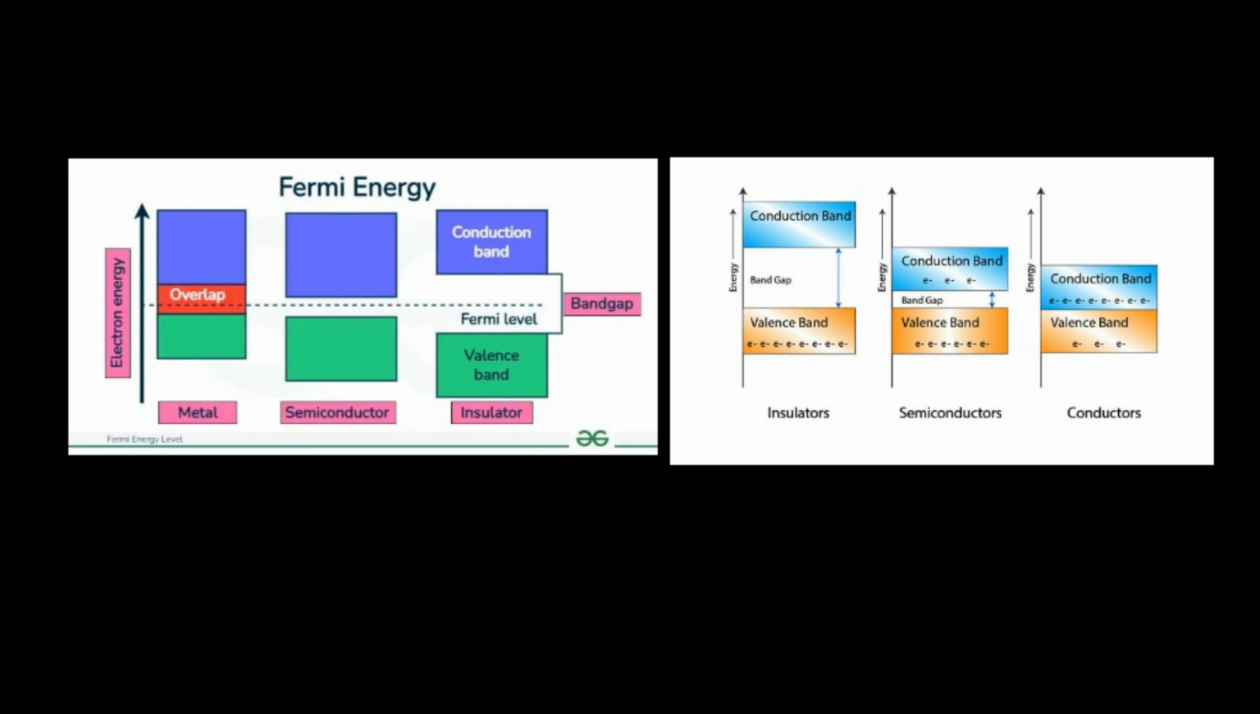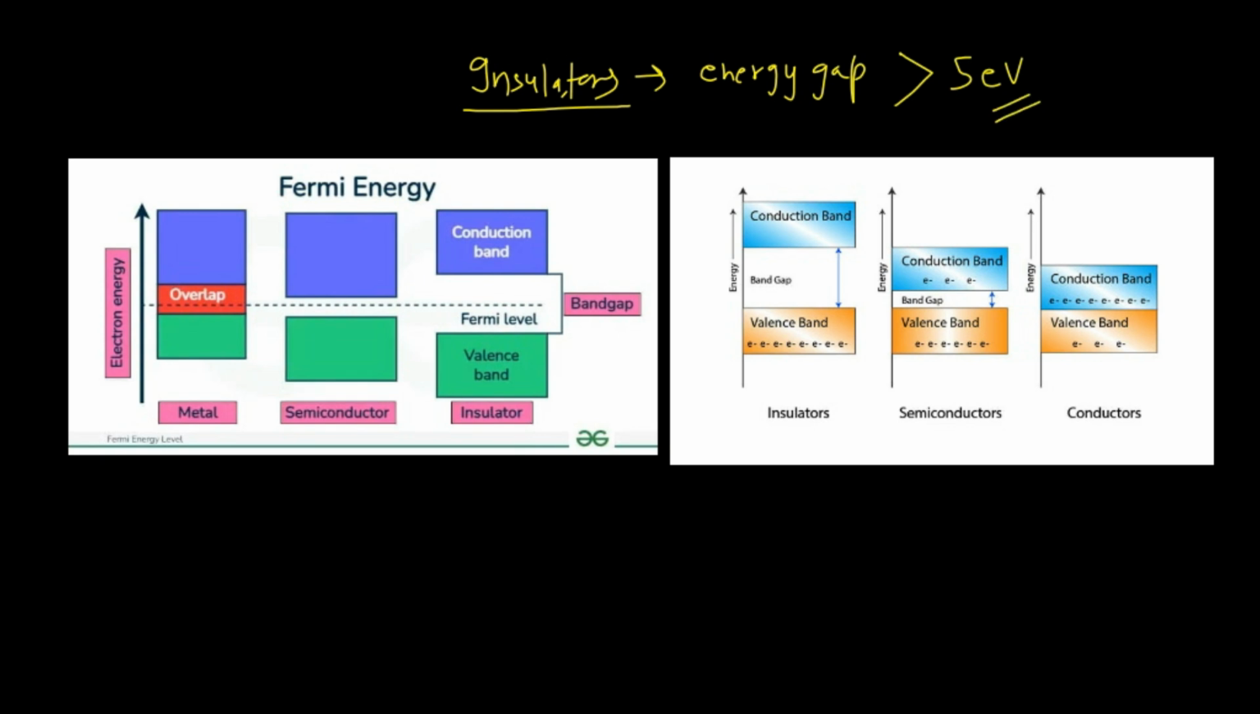So technically, if you go quantitatively, what is the magnitude actually? Please remember, in the case of insulators, I am writing here insulators. In the case of insulators, this energy gap is very, very high, roughly greater than 5 electron volt. You can very easily convert this electron volt into joules or kilocalories, but I am not going to do those conversions here actually.